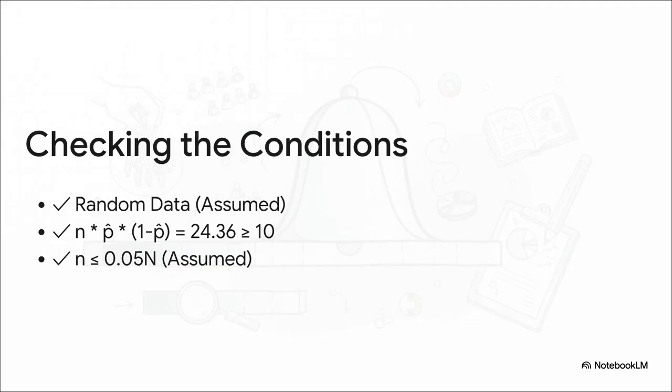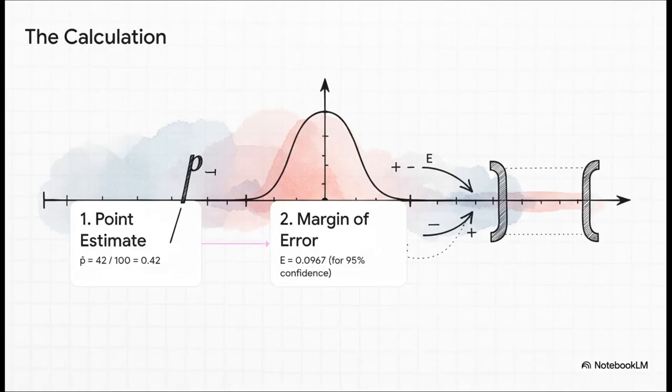Okay, first things first, we got to do our due diligence and check the conditions. We'll assume the survey was random and that our 100 people are just a small fraction of the total population. Then we do the math check. 100 times 0.42 times 0.58. That gives us 24.36. That's way bigger than 10, so we get the green light. We're good to go.